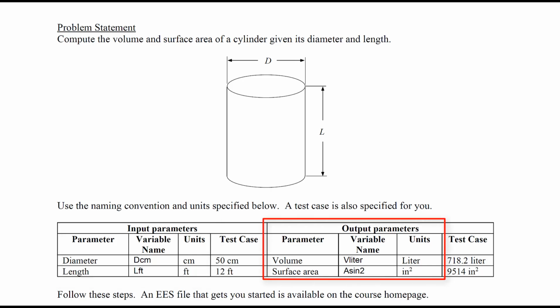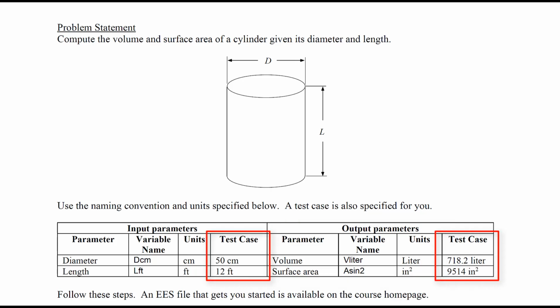How they must be named, V liter and ASIN2, and what units they must be in. So volume will be in liters and surface area in inches squared. I've given the students a test case. So if they enter 50 centimeters and 12 feet for their input variables, they should get 718.2 liters and 9,514 inches squared for their output variables.